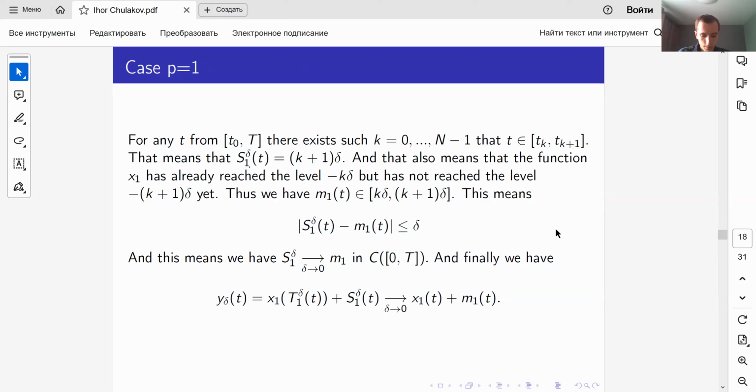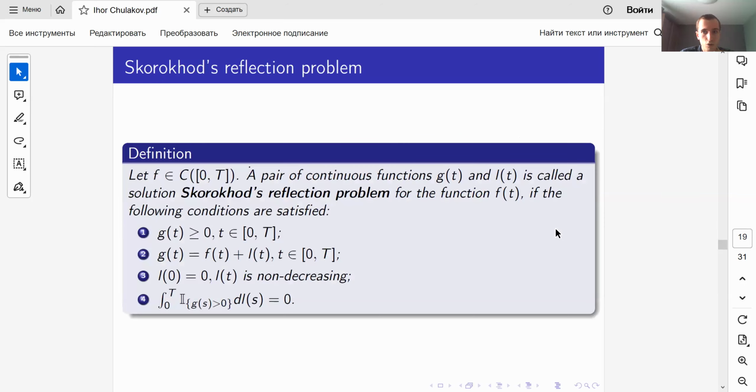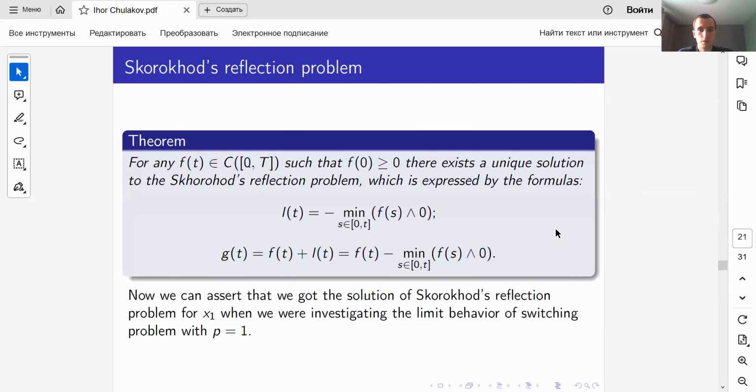Let's summarize. We have investigated the limit behavior of solutions of the switching problem when p equals 1. Now we know that the limit function exists, and we have found an explicit formula for it. The formula turned out to be really simple. It's the sum of function x1 and its running minimum. It's just the time to notice that we could have seen this formula somewhere else. So here I should recall the Skorokhod reflection problem. Here I have its definition, an example, and a theorem about the existence of its solution, but I'm afraid I have no time to recall it properly.